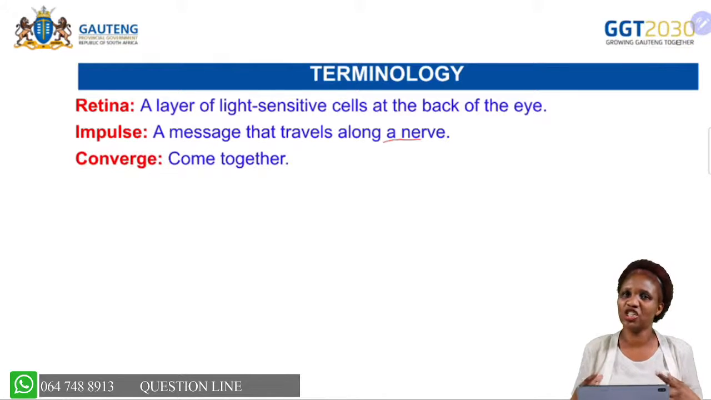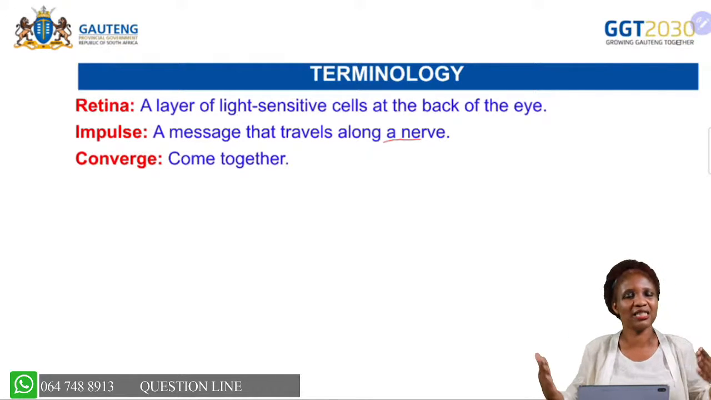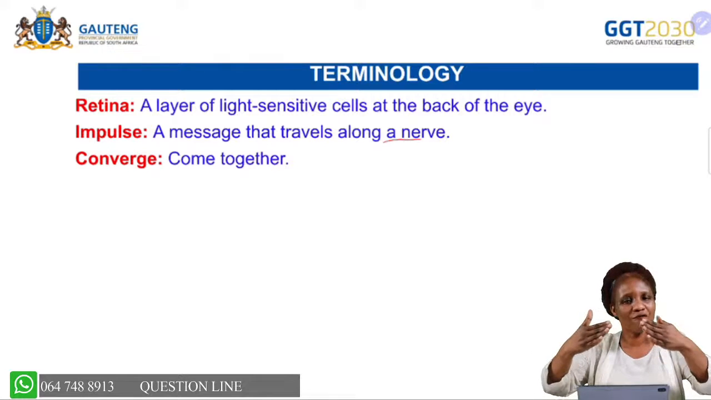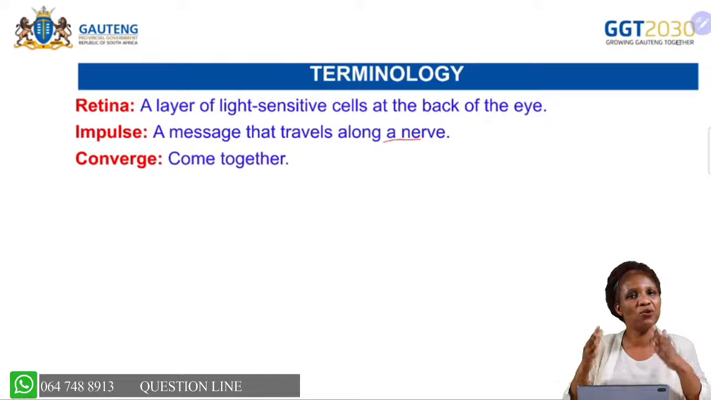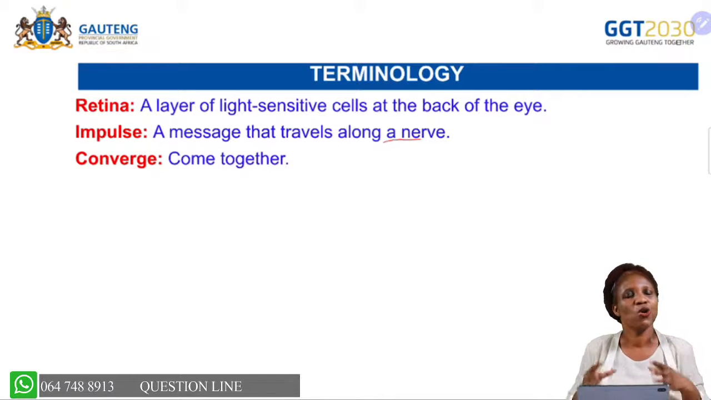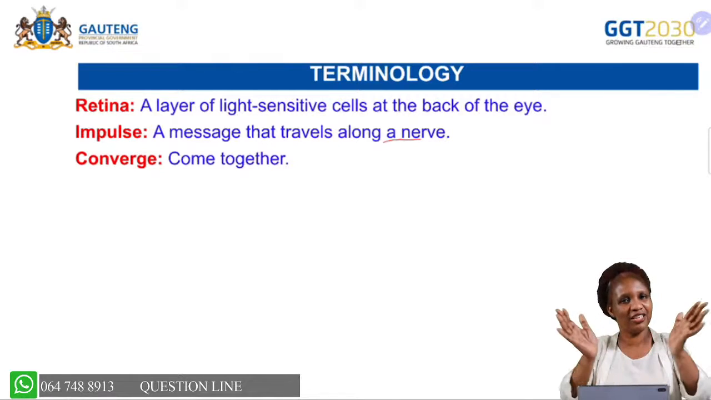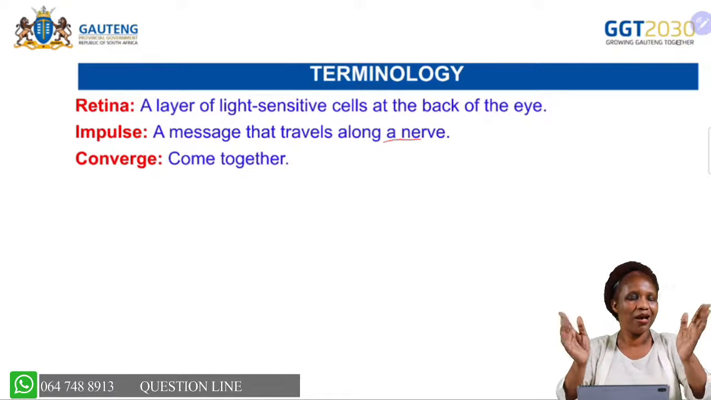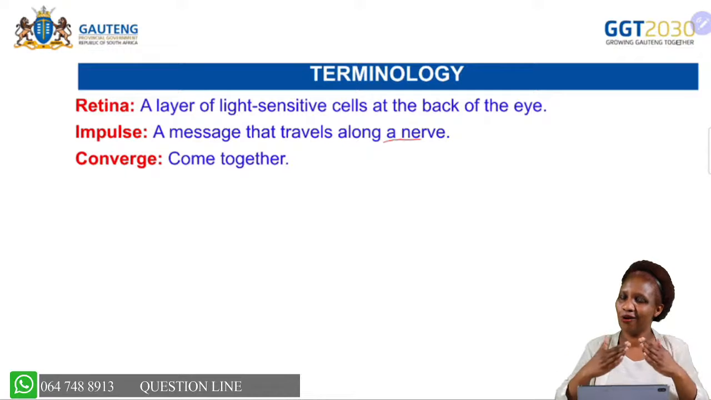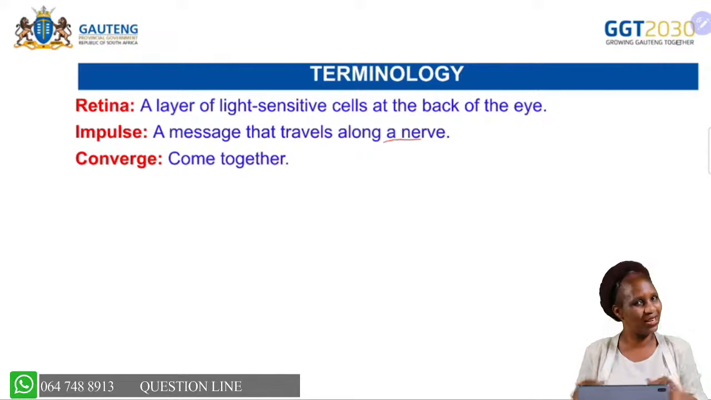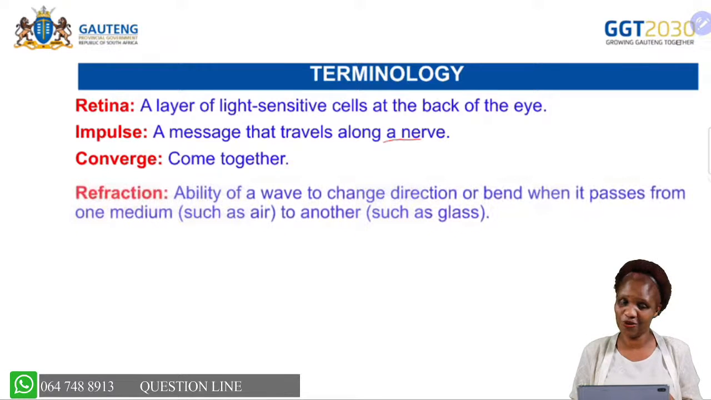And then converge. When we are talking about converge, this is coming together. Converging is coming together to a point. All right. Remember when we started talking about visible light, we were defining diverge, where light diverges. But today we're talking about converge, which is the opposite of diverge. Do you understand that, grade 8? That's good. Let's carry on with our lesson.